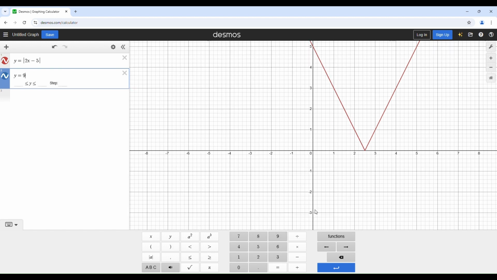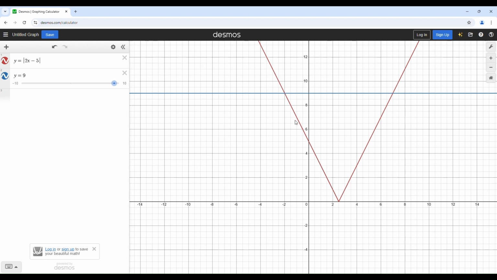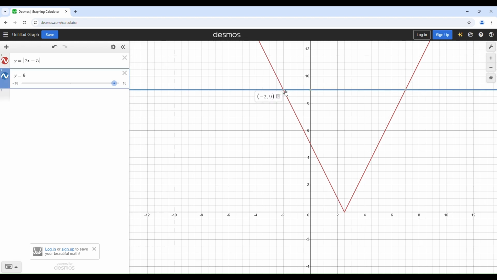So this is another function, and when you zoom out, you can see that this y equals 9 line hits the 2 points at negative 2 comma 9 and 7 comma 9. So these are the x coordinates that work for this function. This is where they hit. So it would be 7 and negative 2, and this just proves that what you did is correct. So always use the graphing calculator after, not just the first thing.